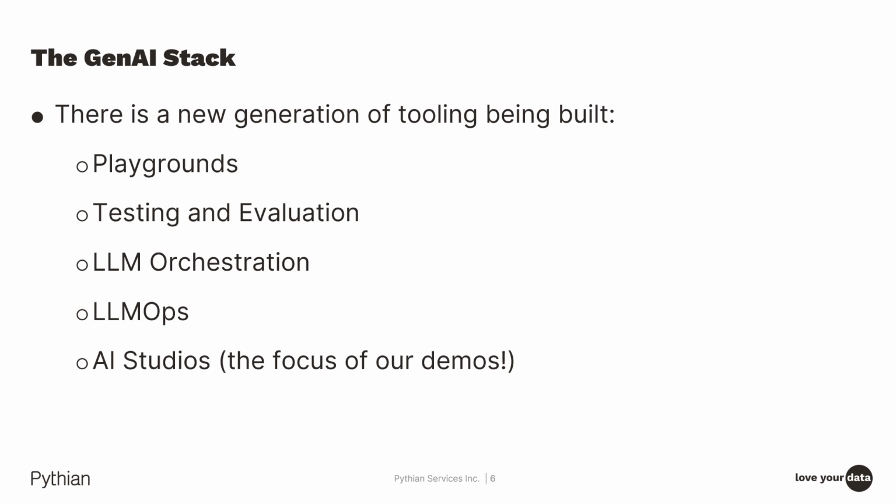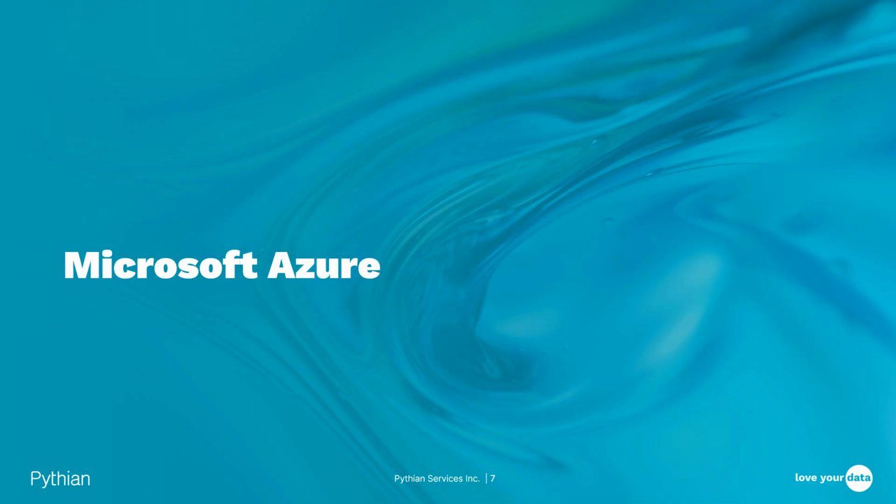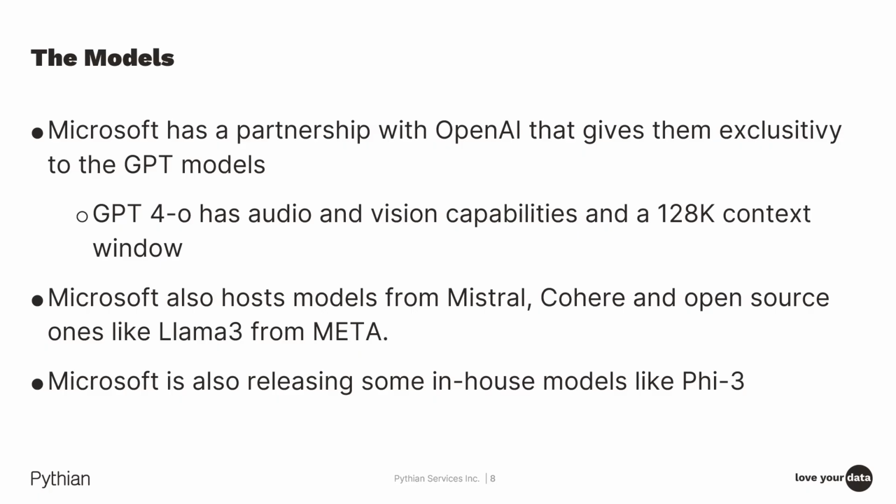And like I said, our focus is going to be on Azure, and then I'm going to talk about Google Cloud as well. So let's talk about what Microsoft has available in Azure right now in July of 2024. Microsoft has a partnership with OpenAI. This is a widely publicized partnership. Microsoft has made a very large investment into OpenAI, and that gives them exclusivity to the GPT models. The latest one is GPT-4o.